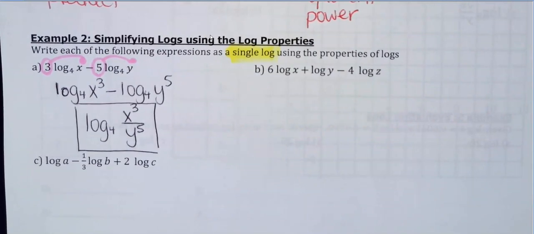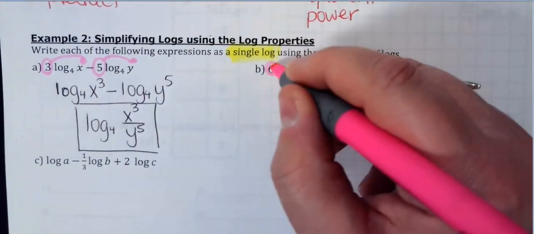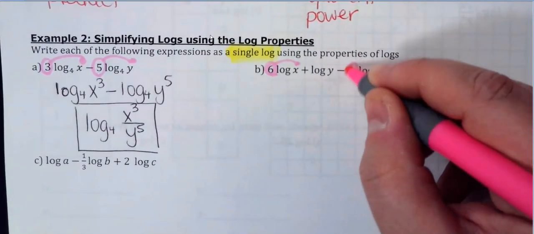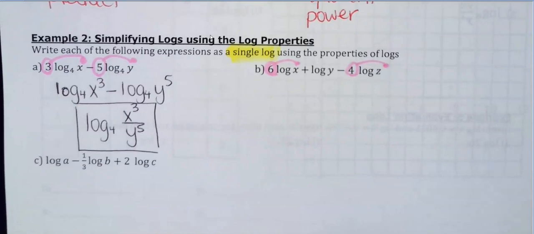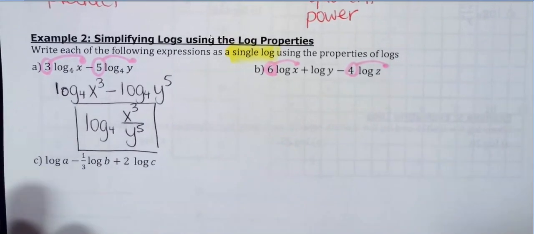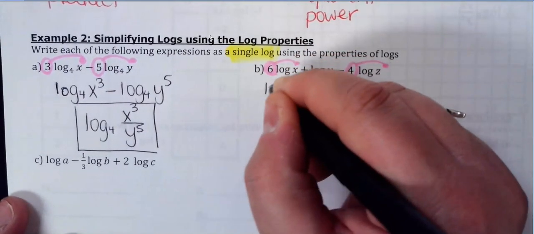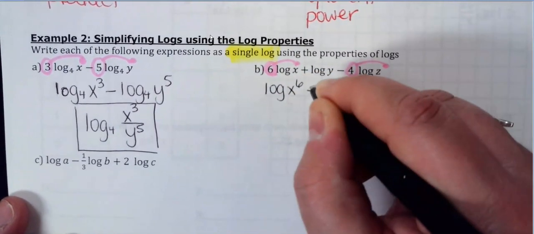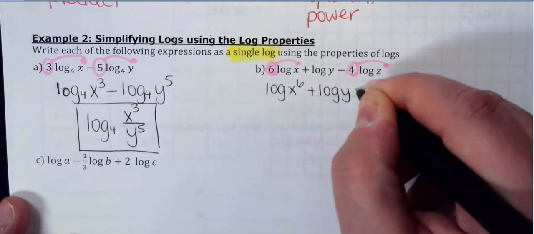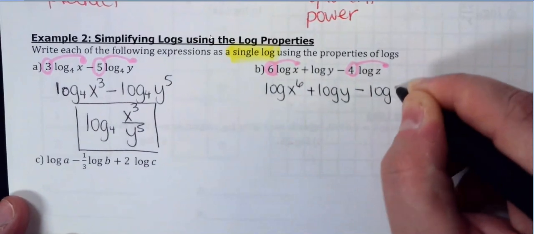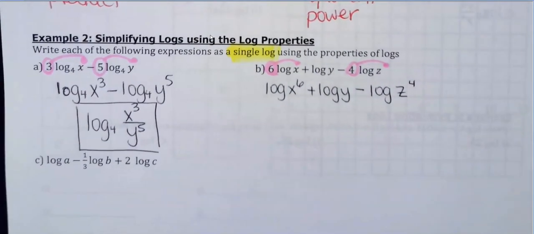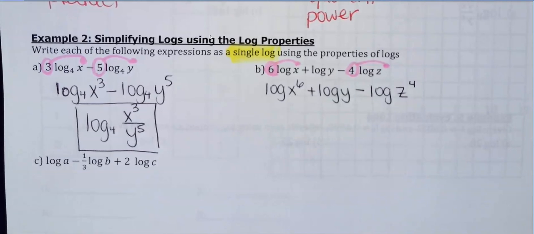Now these next 2 each have 3 parts. I'm going to apply the power rule here real quick. I've got a 6, so that'll be x to the 6th. I've got a 4 here, this will be z to the 4th. Don't worry about negative exponents if you've got subtraction. This is log of x to the 6th plus log of y minus the log of z to the 4th. If you don't have the base, it's base 10, if you remember that. So just less writing here if we don't have that.